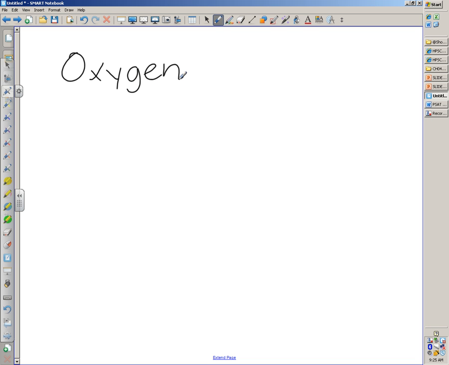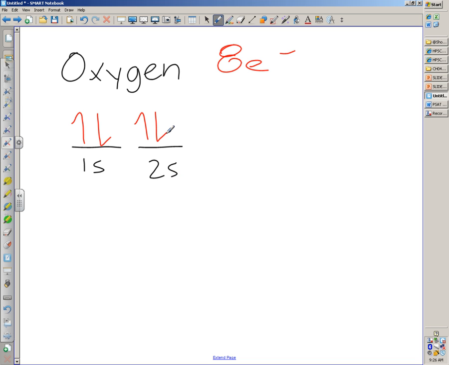How many electrons does oxygen have if you look on your periodic table? It's 8 electrons, because that is oxygen's atomic number. Why did we put down that carbon is 6 electrons? Because carbon's atomic number is 6. Did you find it? Yeah. So oxygen, 8 electrons. First orbital we draw, 1s. 1 electron, 2 electrons. Next lowest energy orbital, 2s. 3 electrons, 4 electrons.